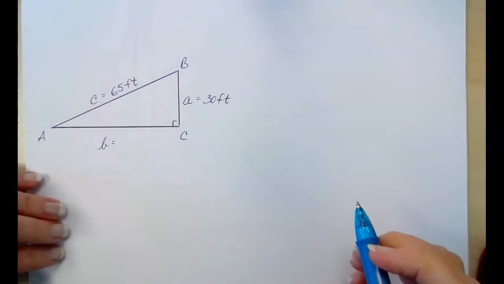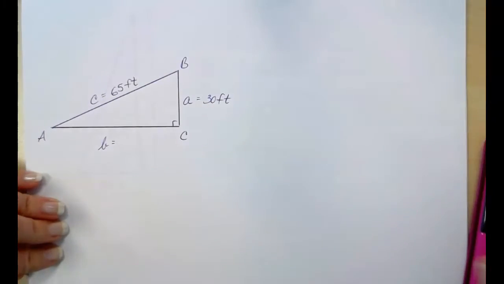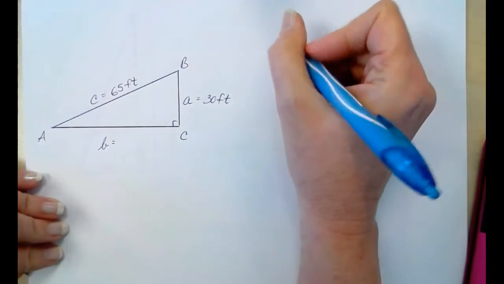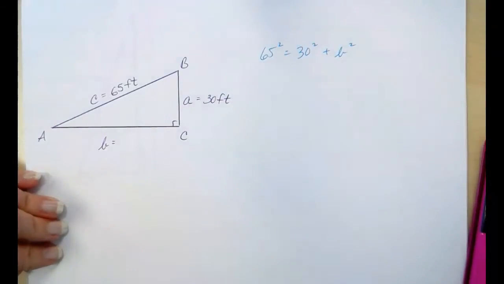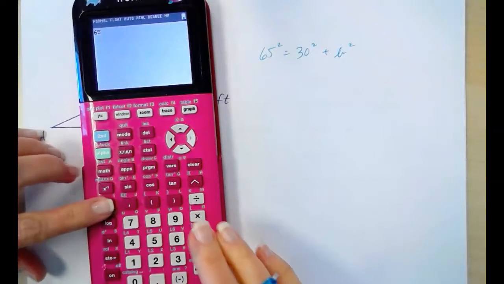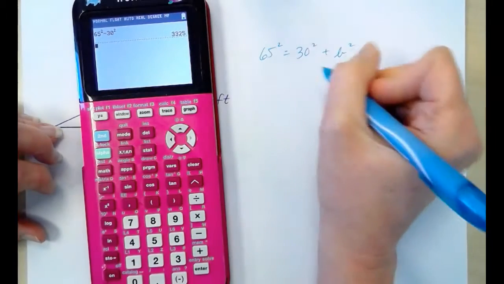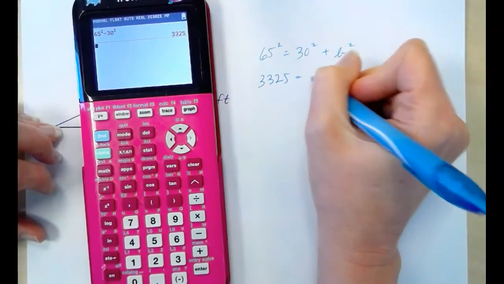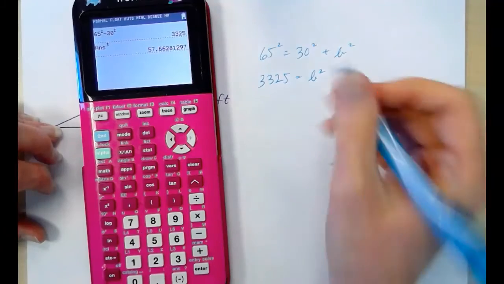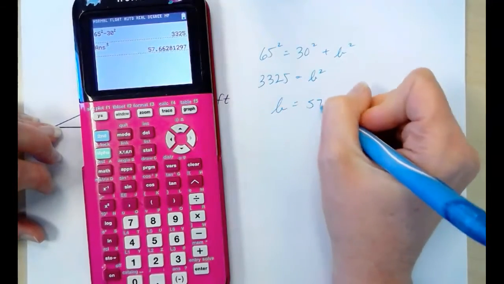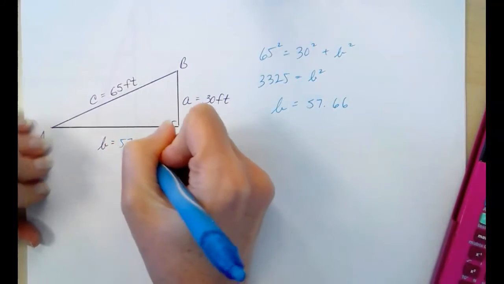Let's do it again. Go a little faster this time. First of all, we have two sides already given in our right triangle. How about let's just use the Pythagorean theorem here. So 65 squared equals 30 squared plus b squared. So 65 squared minus 30 squared equals 3325. So 3325 equals b squared. Take the square root of that number, and we get b equals 57.66. So our missing side, 57.66.